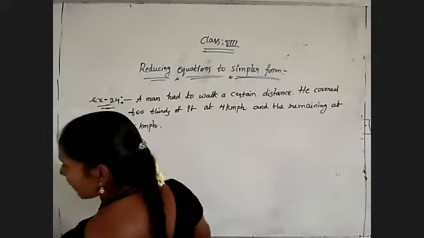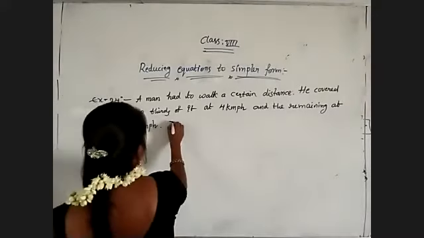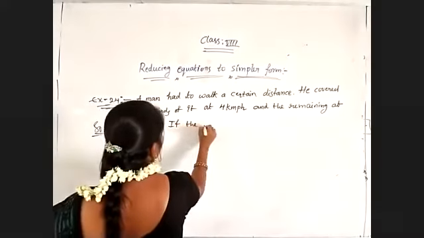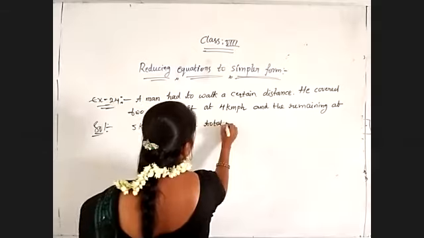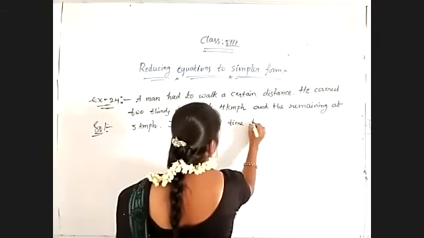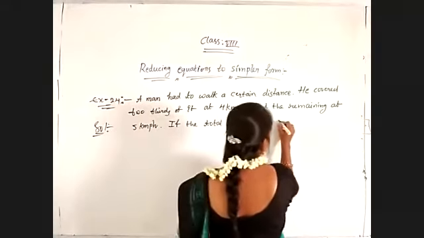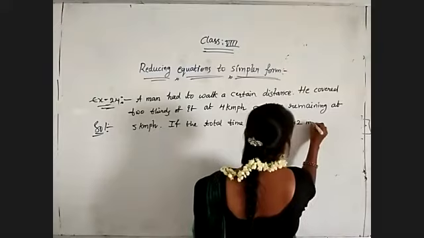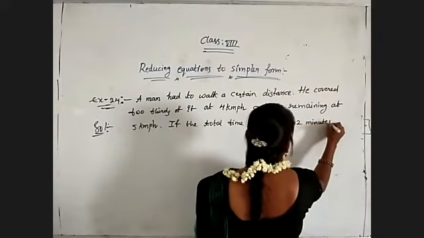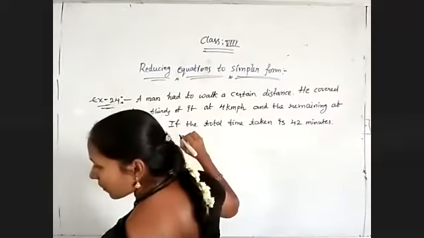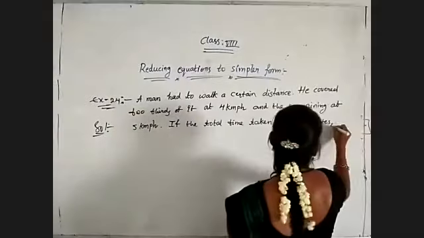If the total time taken is 42 minutes, find the total distance.